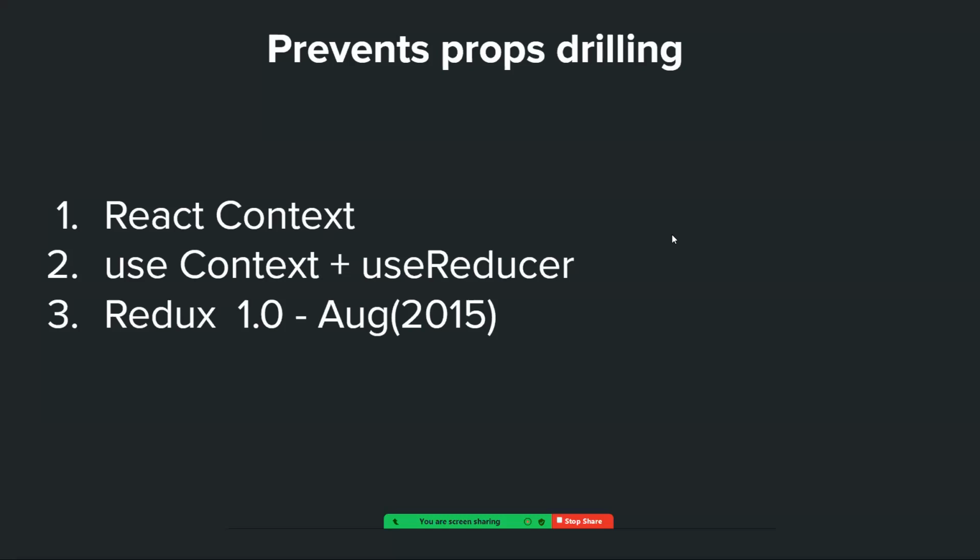There are already some tools which prevent props drilling. React context also helps us prevent props drilling, and useContext plus useReducer also helps. Redux also helps us prevent props drilling, but Redux is much more popular than the first two, because Redux existed before these two tools were in the market. That's why Redux has large community support, and nowadays most companies go with Redux rather than React context.